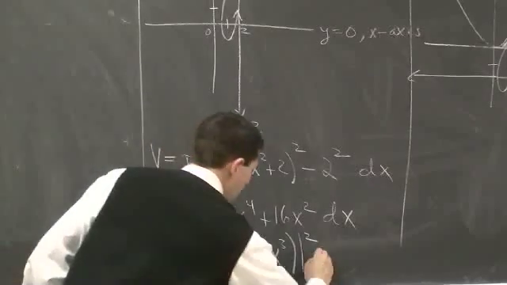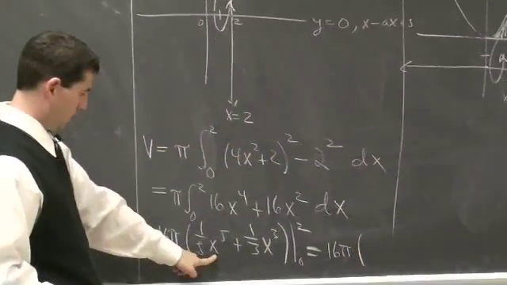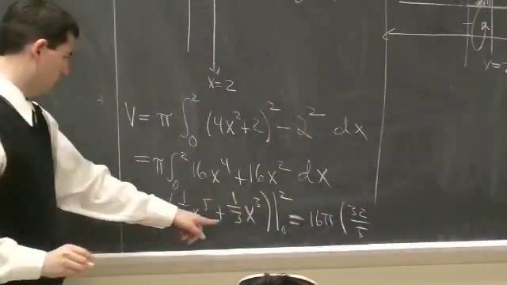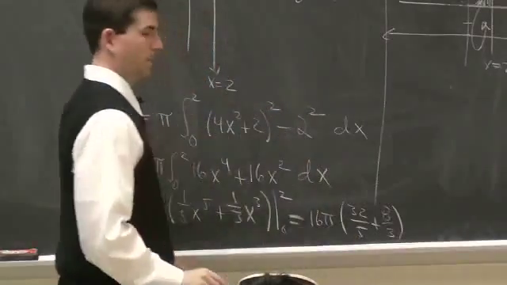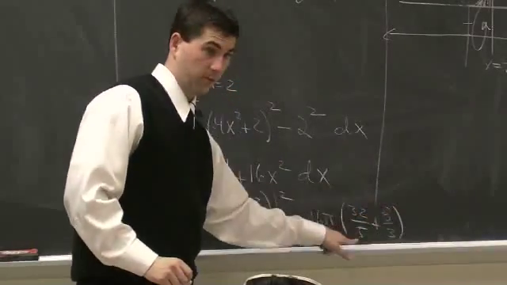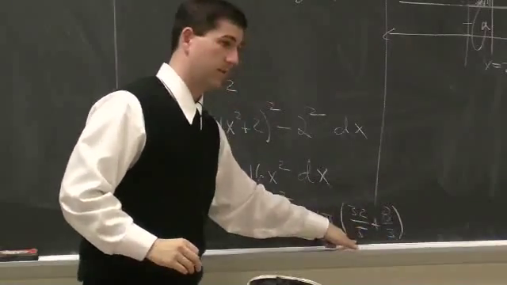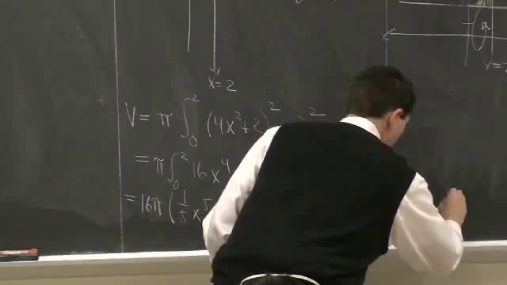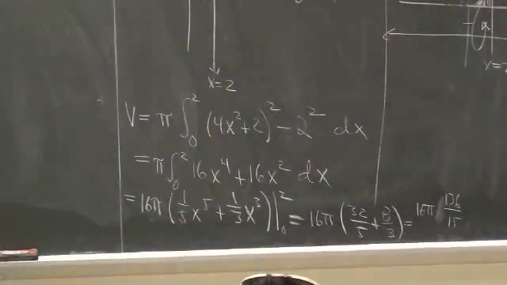And the 2, oh dear. Let's see. So we have 16 pi. You plug in a 2 and you get 32 over 5. You plug in a 2, you get 8 over 3. And let's see here. That's 96 plus 40. Right? We're doing the cross multiplication trick. 96 plus 40 is 136 over 15. So 16 pi times 136 over 15.